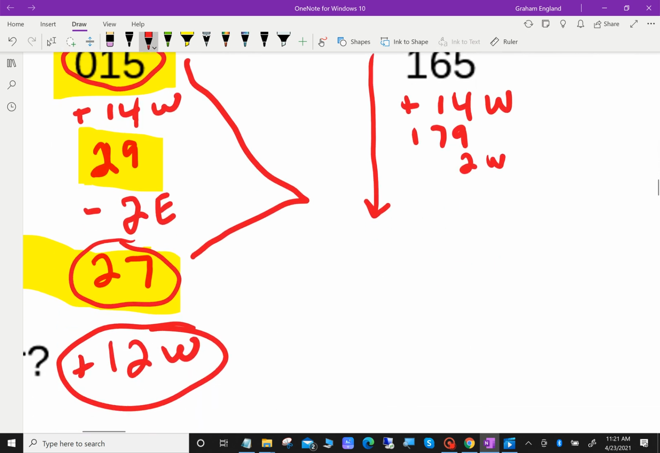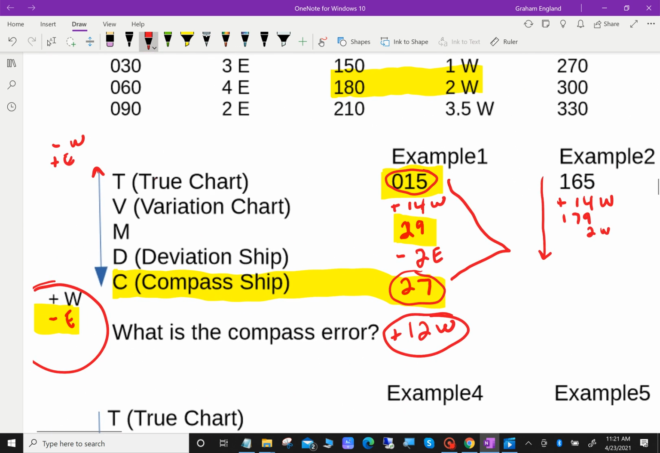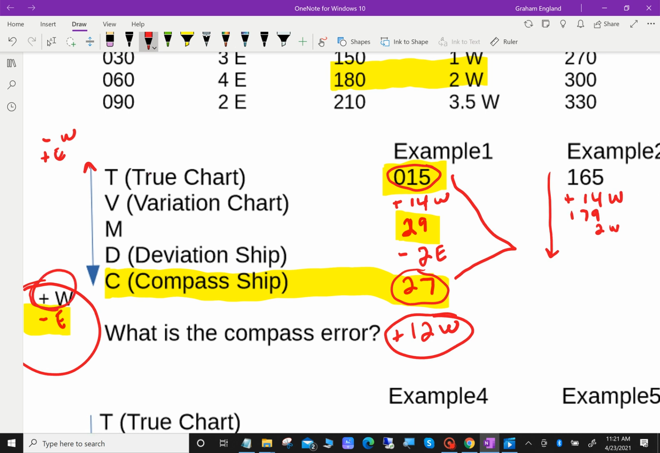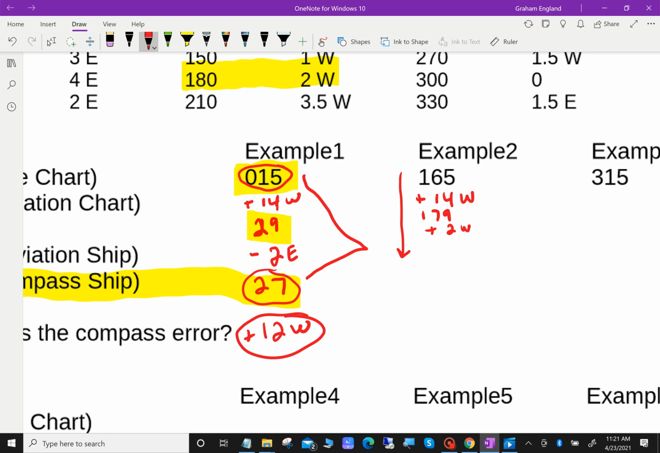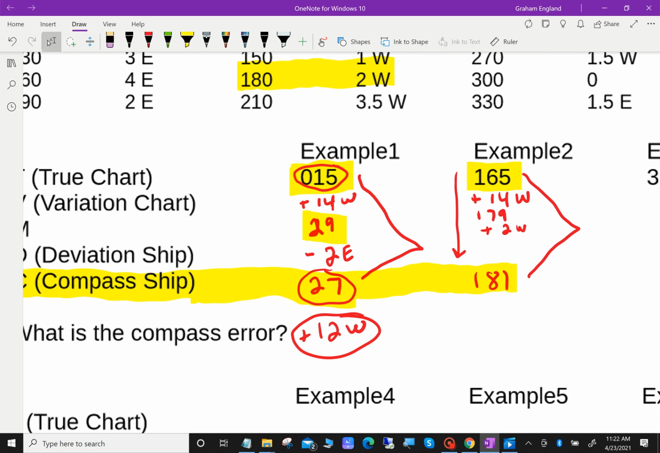What do we do when we're going down and the number is west? We add it. So we put a little plus symbol so you don't make a mistake. And we end up with 181 as our ship's compass measurement. Great. So now, what is our compass error? Because they might be asking for compass error. If they're just asking for your ship's compass course, we're done, 181.